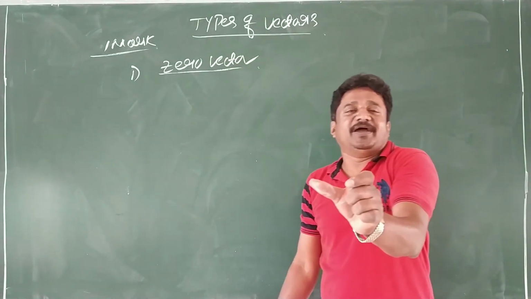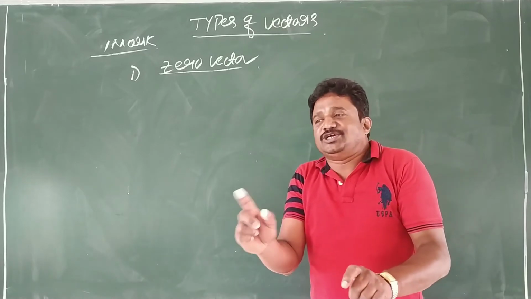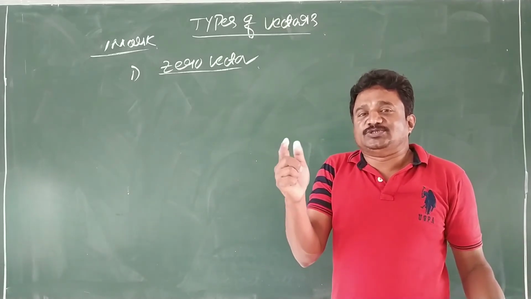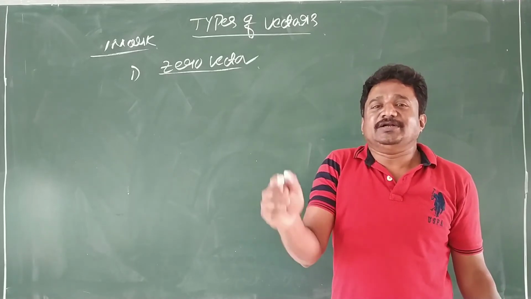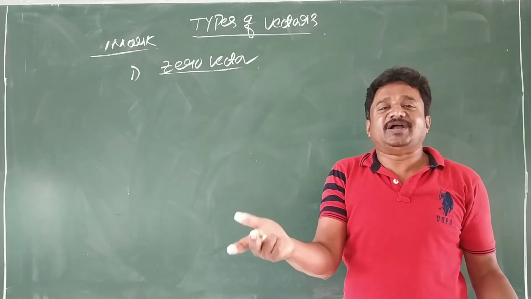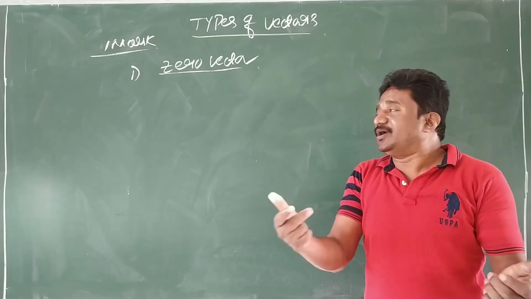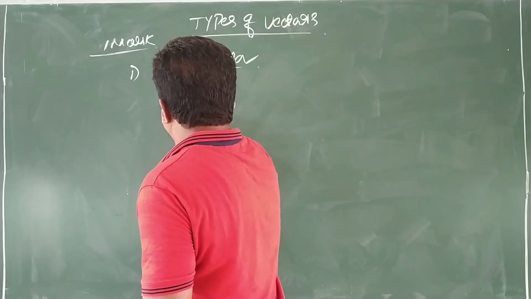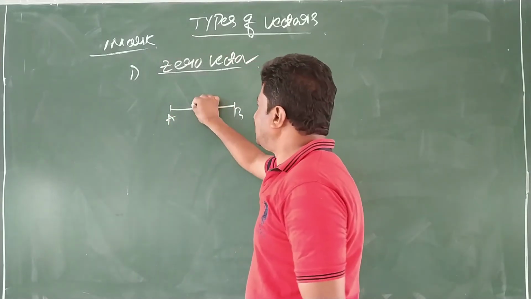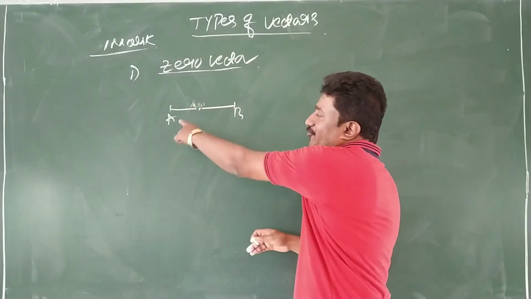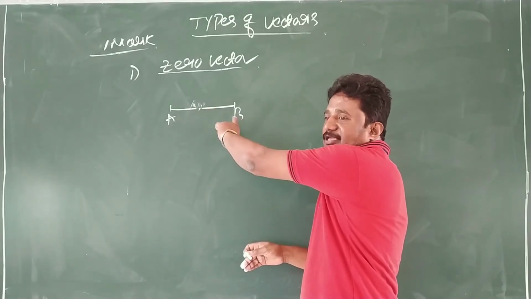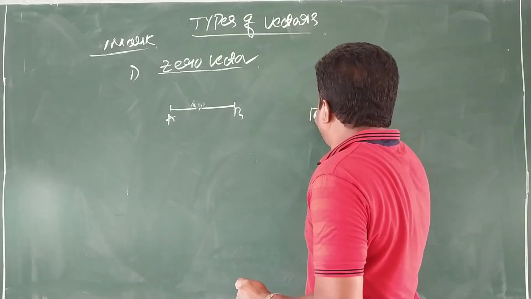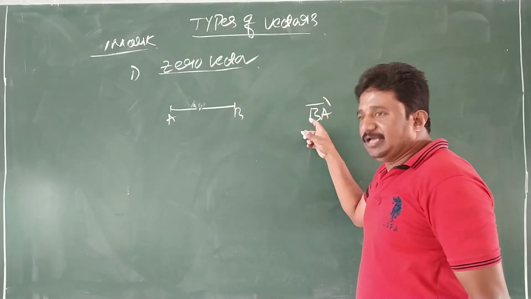Vector with zero magnitude. But the direction of zero vector cannot be defined. So the magnitude is zero, direction is undefined. It is called zero vector. Or otherwise, look at how I explain. Look at this vector AB. What is the direction of vector AB? From A to B. What is the direction of vector BA? From B to A.